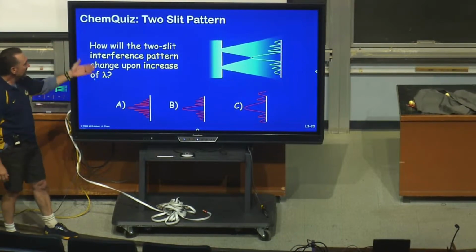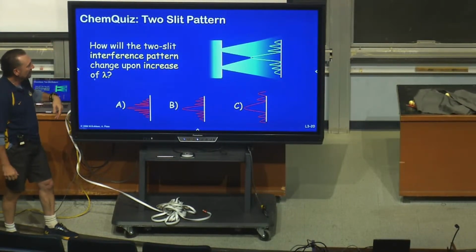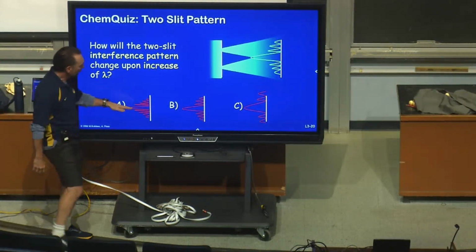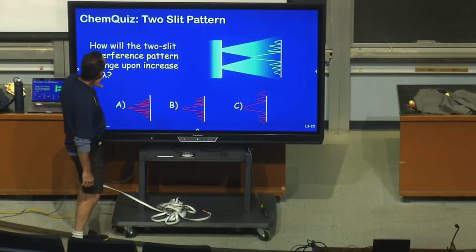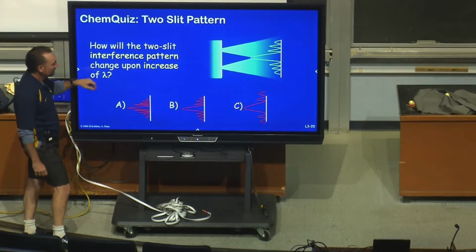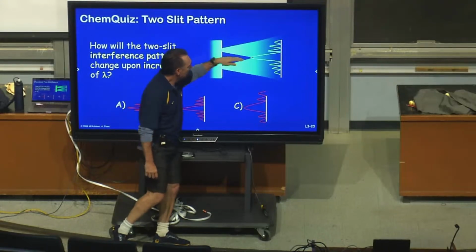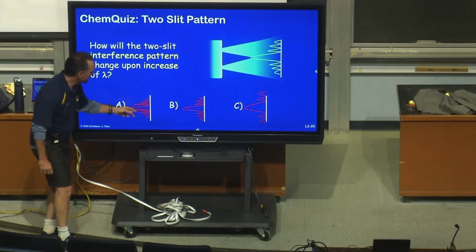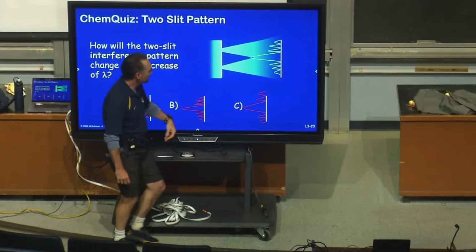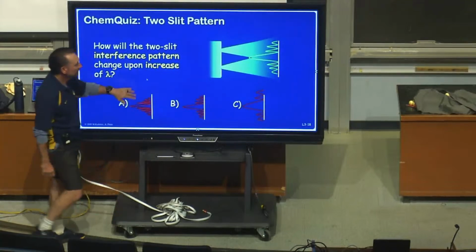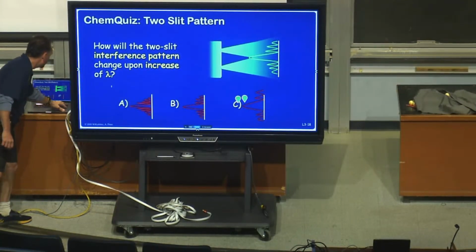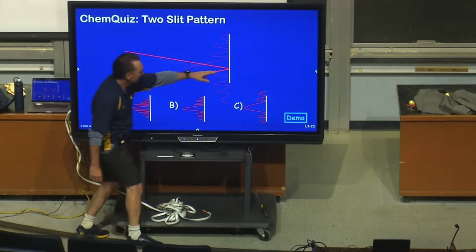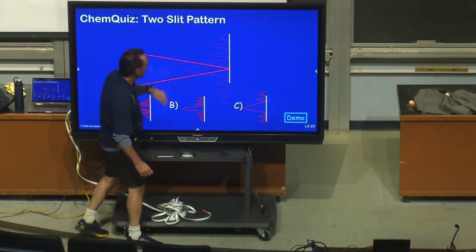How would it change if I increase lambda? Well, we already looked at the answer, so we'll just go through it together. Increasing the wavelength. So if you increase the wavelength here from green to red, does the pattern get more tight, stay about the same, or get less tight? We can talk about that. So we know why it occurs. We have two waves travel the same distance, and they give us this bright spot.